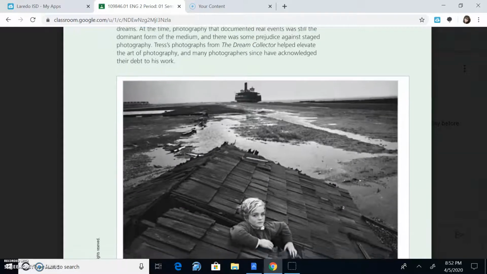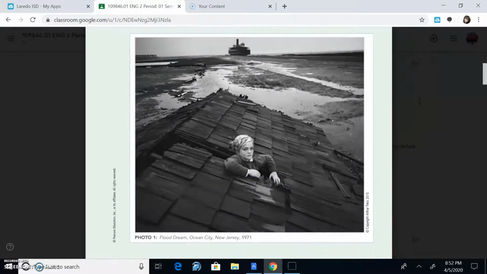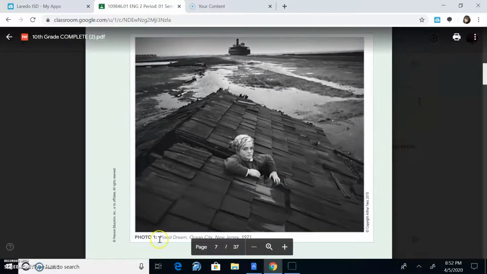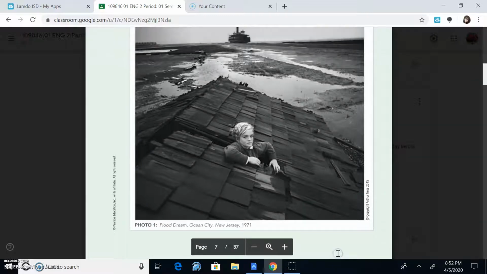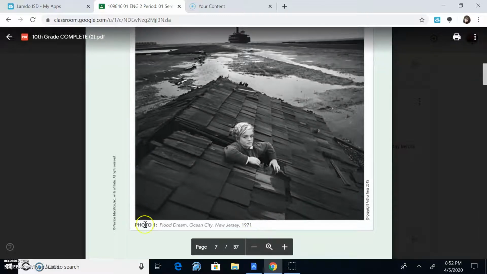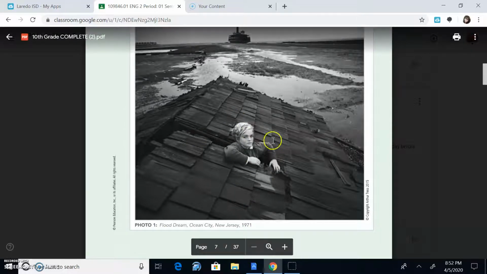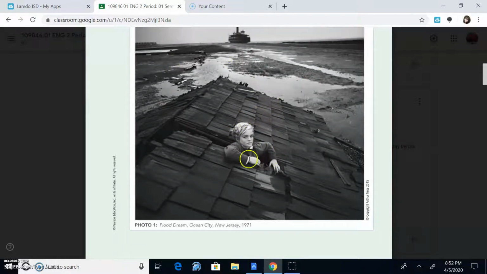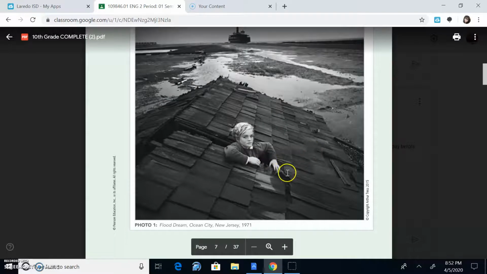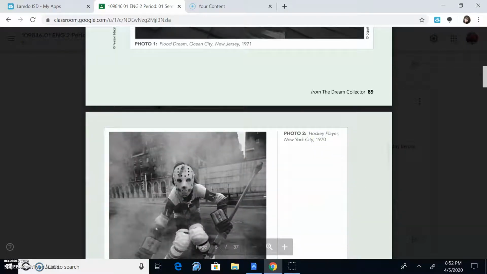So here we have a picture, okay? And here at the bottom, you're going to have the title and a little description about it. Photo 1, Flood Dream, Ocean City, New Jersey, 1971. So you can see there's a child here on top of the roof. Look at the location of it. Is that child happy or sad? What's going on in the picture? So you really are going to have to analyze these photographs.